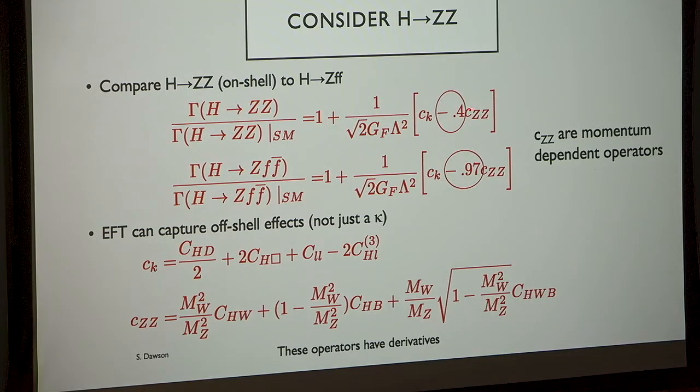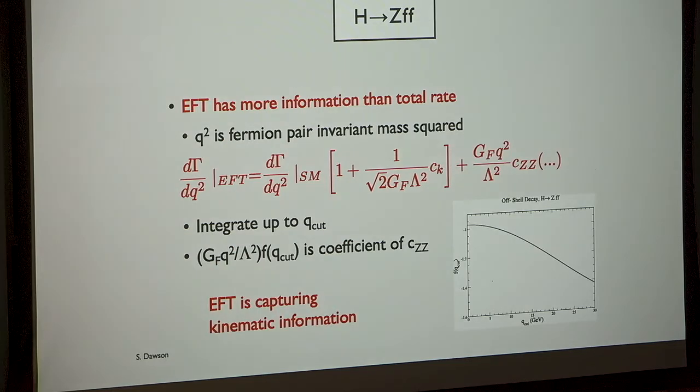But this second piece here, CZZ, is written down here. I didn't write down these operators, CHW, CHB, CHWB, but they all have derivatives, so they change the shape of my prediction. For example, if I make one of the Z's actually decay to f f-bar, I get one coefficient, and I get a different coefficient for on-shell Z's. So we're measuring some kinematics here. So how does this actually work? The EFT actually has more information than just the total rate. And this is how we're going to get new physics out of it.